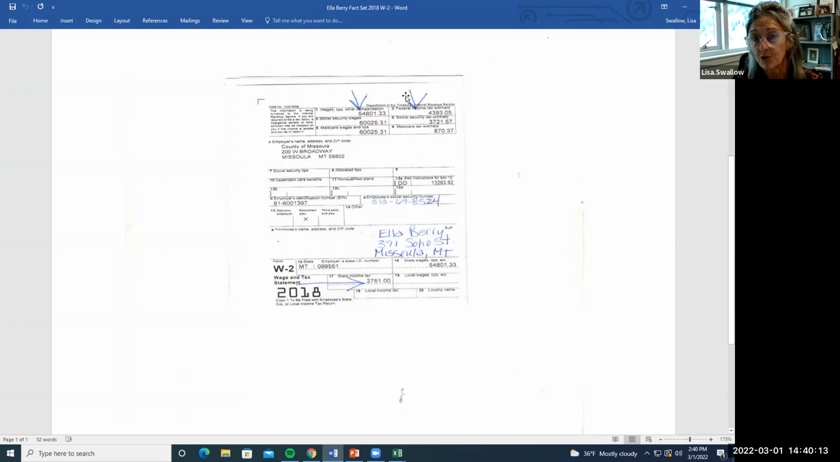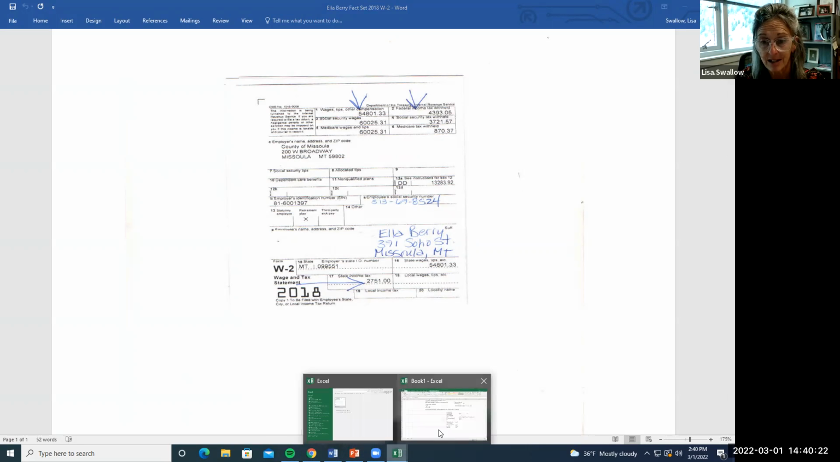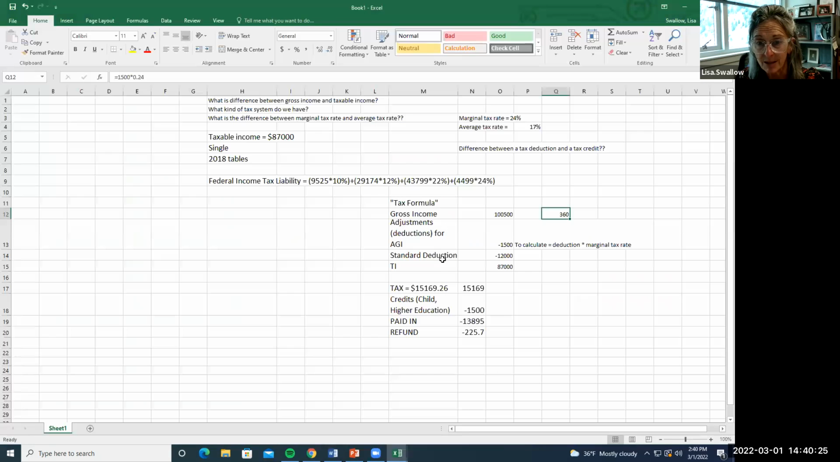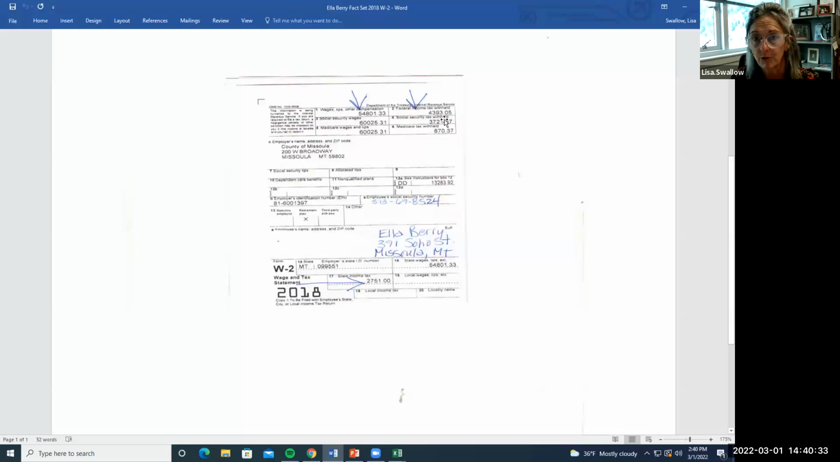Box 2, federal income tax withheld, $4,393. That is this amount I was just talking about here. I mean, not the same number, but it's the amount they paid in. That comes from their W-2, $4,393. Okay, there's other ways to pay in, but again, we're just doing a super simple example. Here's the amount they paid in for Social Security and Medicare.